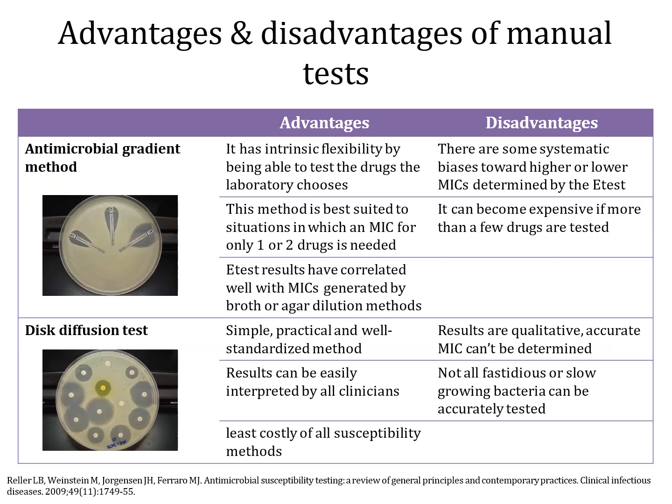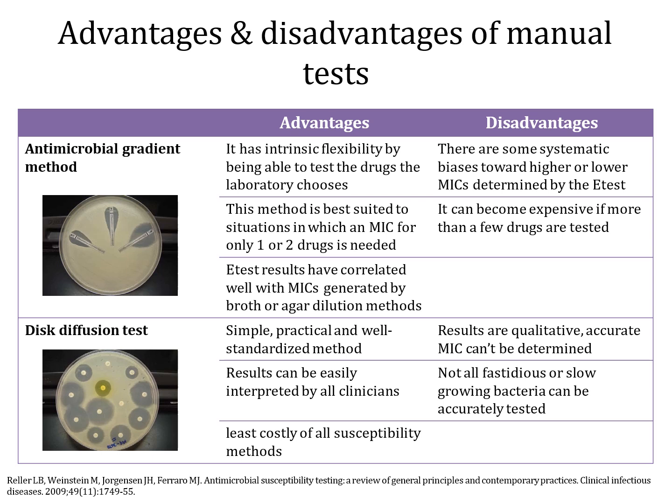What are the advantages and disadvantages of manual testing? The advantage is that it has an intrinsic flexibility by being able to test the drugs the laboratory chooses. This method is best suited for a situation in which MIC for one or two drugs is needed. E-test results have correlated well with the MIC generated by automated systems. However, the issue with manual testing is that there are some systematic biases towards higher or lower MICs. It can become expensive if more than a few drugs are tested.